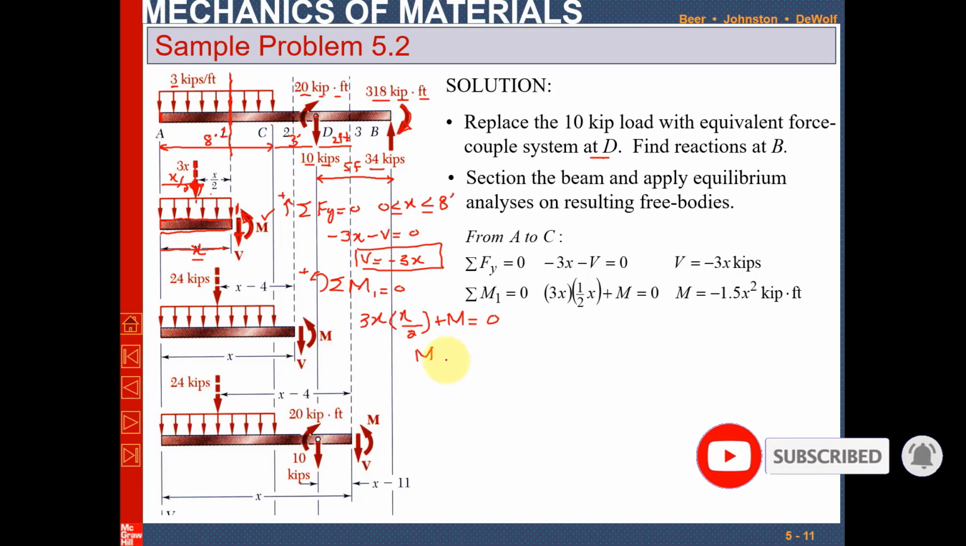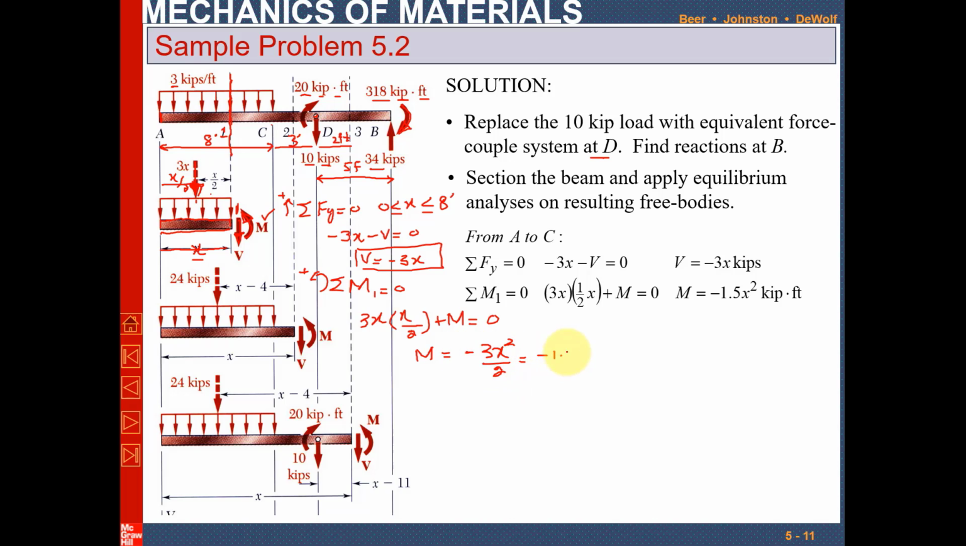So moment will be equal to minus 3x square over 2, or it is equal to minus 1.5 x square. So this is the bending moment equation. M is equal to minus 1.5 into x square. And this bending moment equation will be valid for x greater than or equal to 0 and less than or equal to 8 feet.